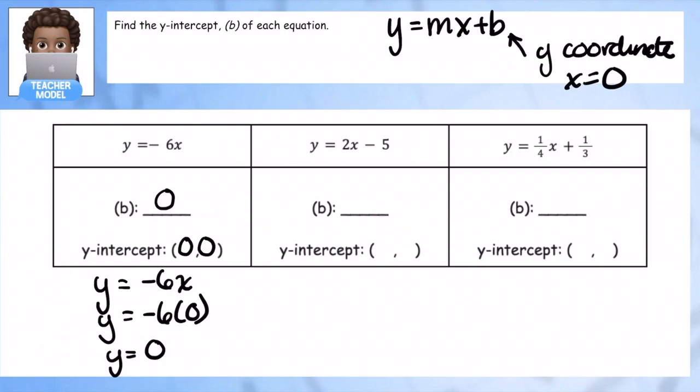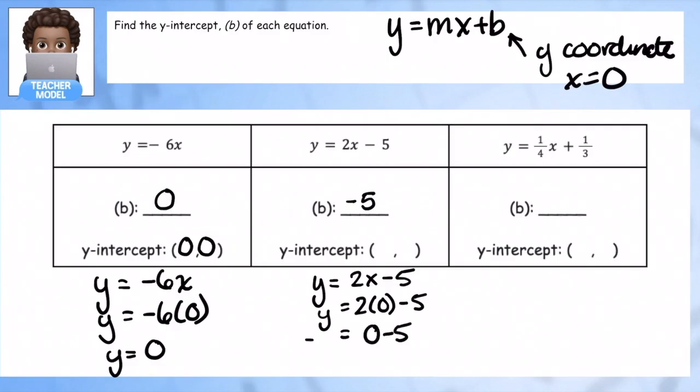Y equals 2x minus 5. So just looking at it in y-intercept form, our b is -5. Let's test it algebraically. Y equals 2x minus 5. 2 times 0 minus 5. All right, 2 times 0 is 0. 0 minus 5 is -5. So there's our intercept. When x is 0, y is -5.